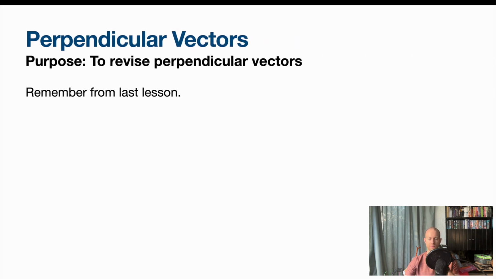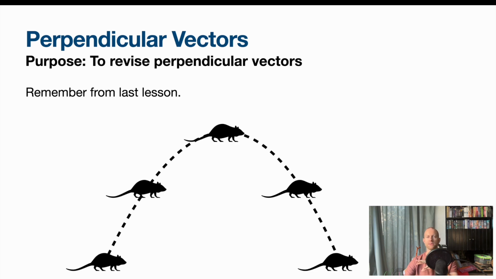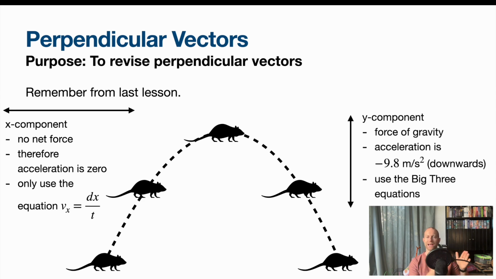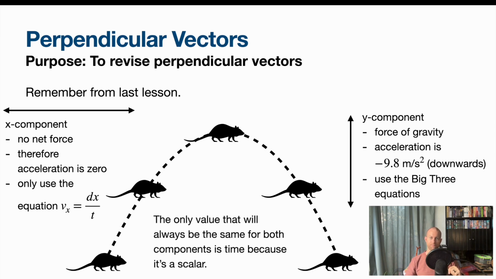Okay, last lesson. Let's remember a few things. Remember the rat example. The rat's going up and down. I said that my x components are independent of the y components. In the x, we're dealing with constant velocity. With y, we have acceleration. So anytime we're dealing with anything x, constant. Anytime we're dealing with y, acceleration. The only thing that transfers is the time. So that's what you can know from last lesson.